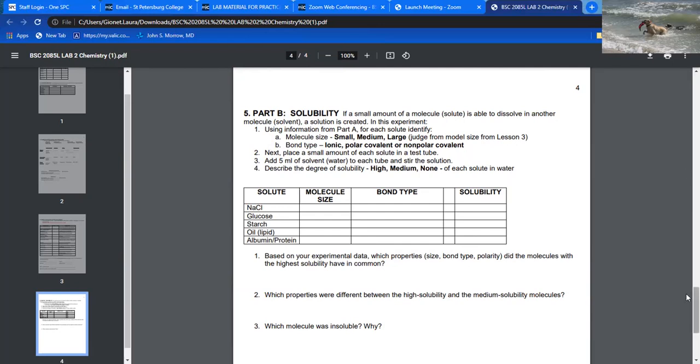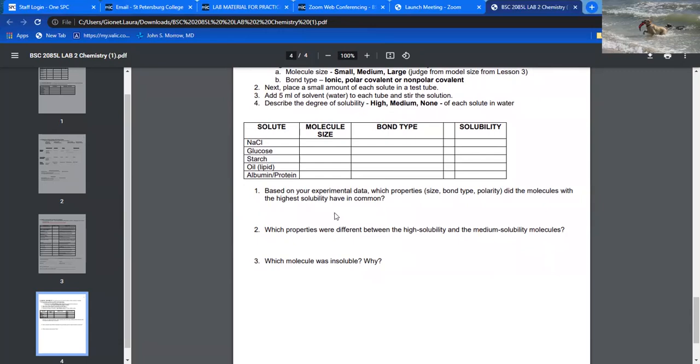Okay, so now we're going to move on to a couple of questions based on your experimental data. Which properties, size, bond type, or polarity, did the molecules with the highest solubility have in common? They had the same size, they were small, and they had complementary bond types. They were polar covalently bonded, just like water. Which properties were different between the high solubility and the medium solubility? Well, what was different, not what they had in common, was simply size. They were both polar covalently bonded, but because they're larger, they're considered to have medium solubility.